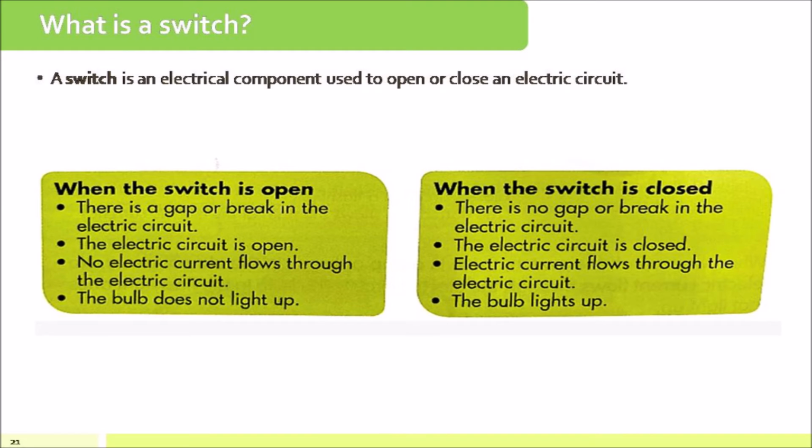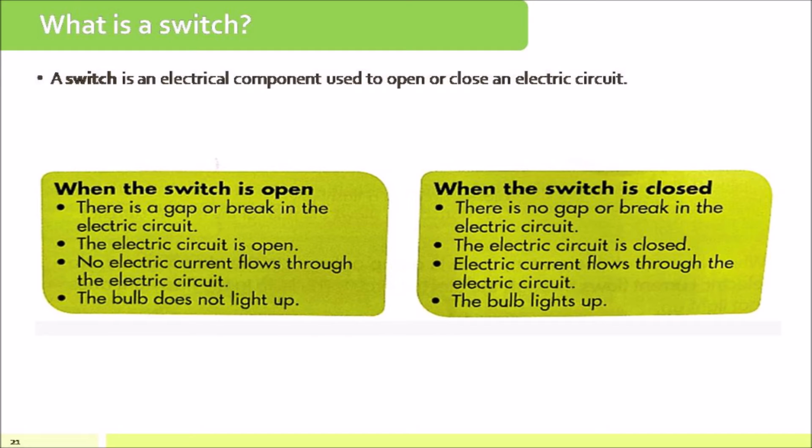Furthermore, the table below shows the difference in writing between the open and closed switch. On the left, the open switch has a gap or break in the electric circuit. The electric circuit is now open and so no current is flowing through it. And the light bulb, if connected, will not light up.